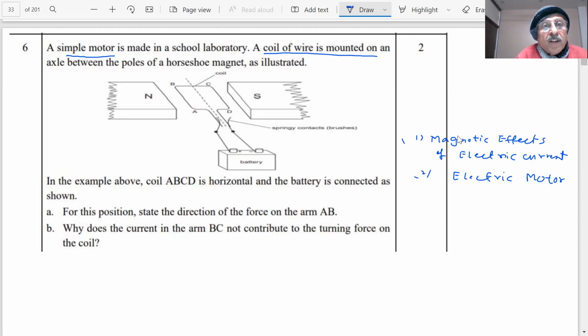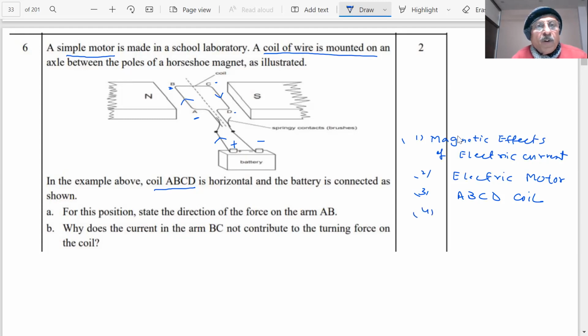See the poles of a magnet? North pole and south pole. So this is a magnet, and here you can see a coil. In the example above, coil A, B, C, D. This is a coil, student. And here there is a battery, you can see plus and minus. So the direction of the current is also known to you. You know the current flows from positive towards the negative side. This is the direction of the current, student.